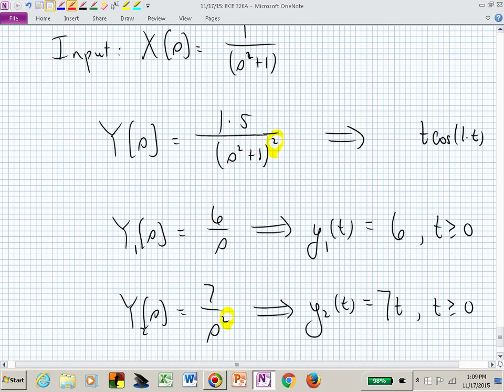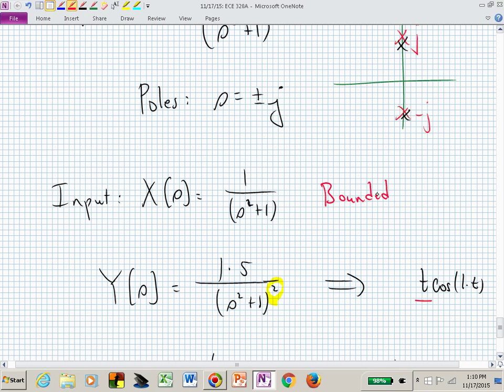This is now what's causing it to go unbounded. It's doing this and just going with time. So I could pick a bounded input. Wow, all of that was because of a question.